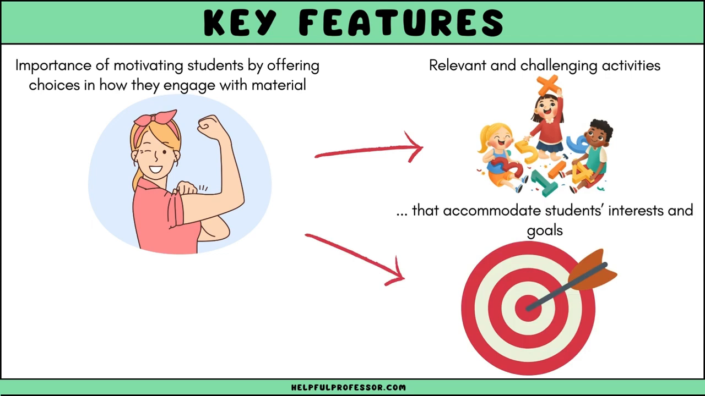On the right are 2 smaller graphics. The first shows 3 children enthusiastically playing with oversized alphabet letters. Above them is the text, "Relevant and challenging activities." The second is a large red and white target with an arrow hitting the bullseye. Next to it is the caption, "That accommodate students' interests and goals." Red arrows point from the girl on the left to the 2 visuals on the right, showing the connection between motivation and student-centered learning activities.